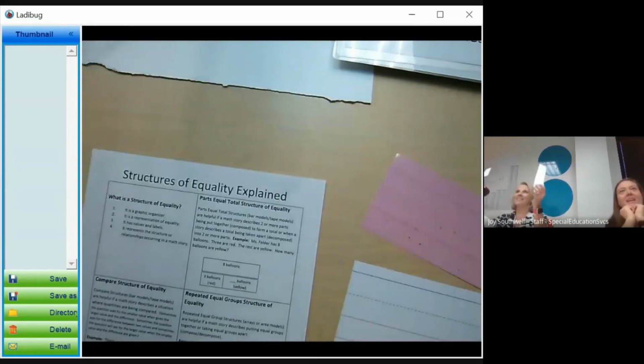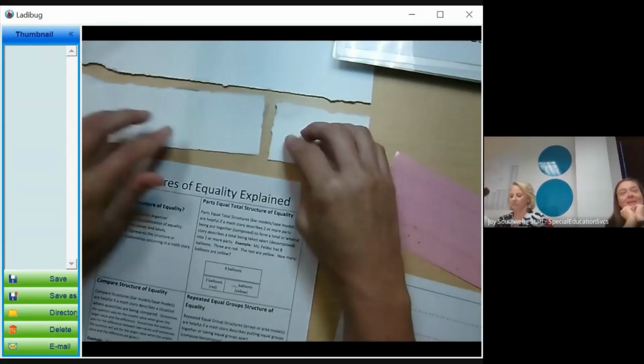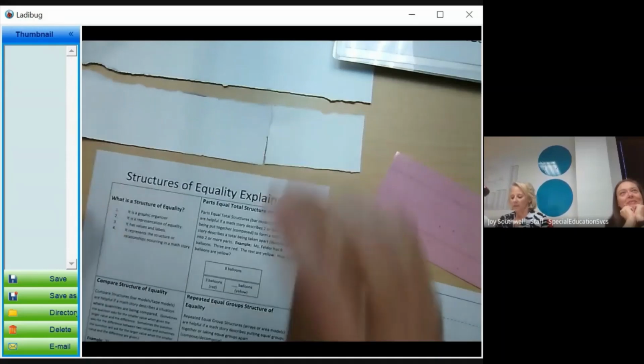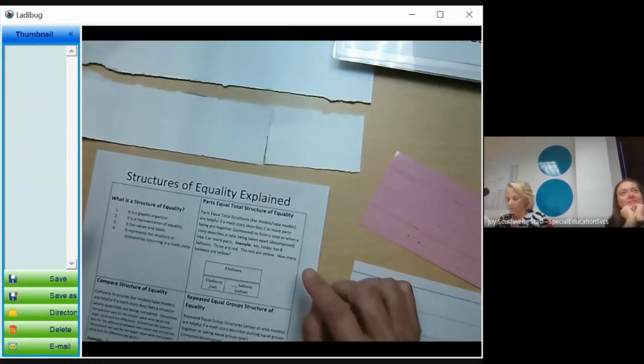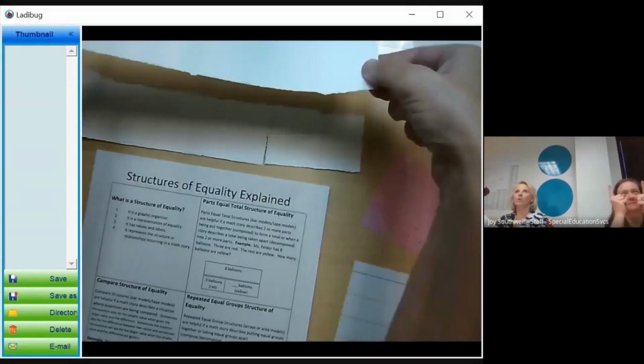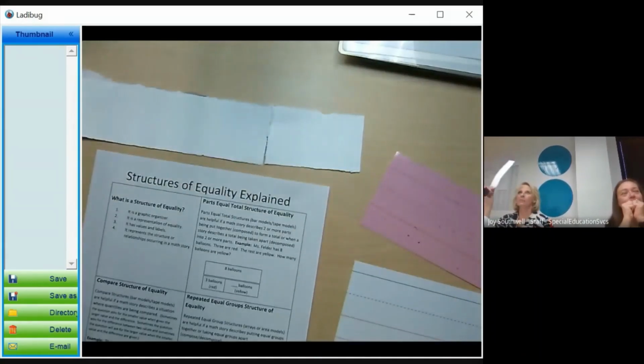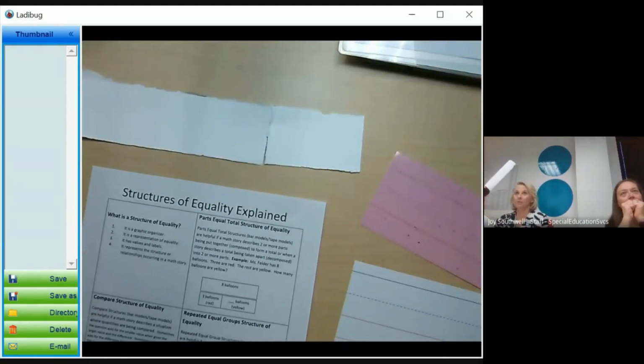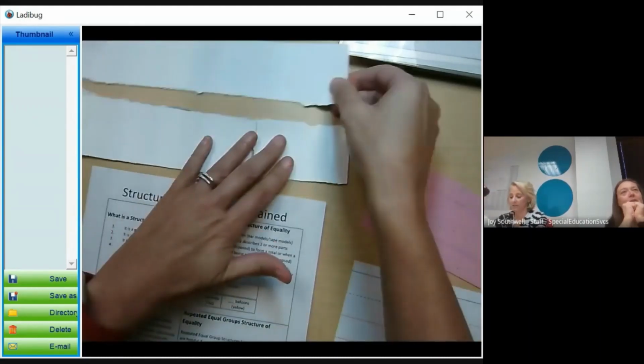Yay! Thank you, Allison. You might want to turn your cameras on, hold up your sentence strips. We'd love to see you do that. That would be great. Okay. And then it says being put together to form a total. So then hold up your bar that represents the total. Exactly right. So when you're doing this with your students, you want to do the same exact thing.